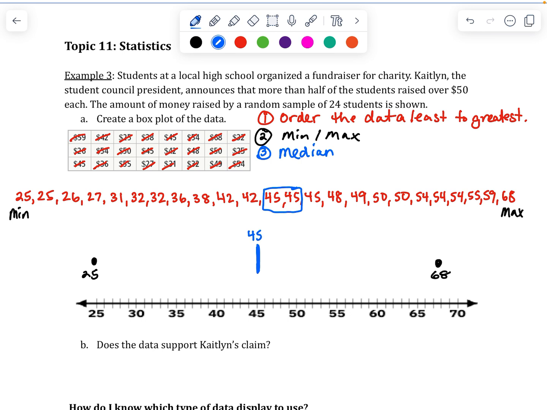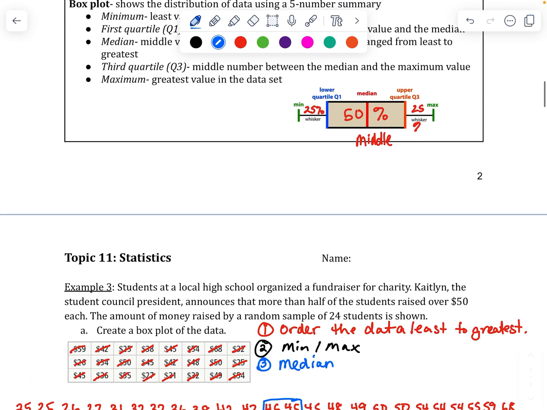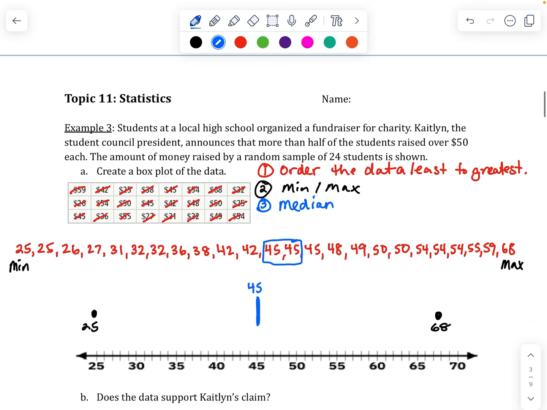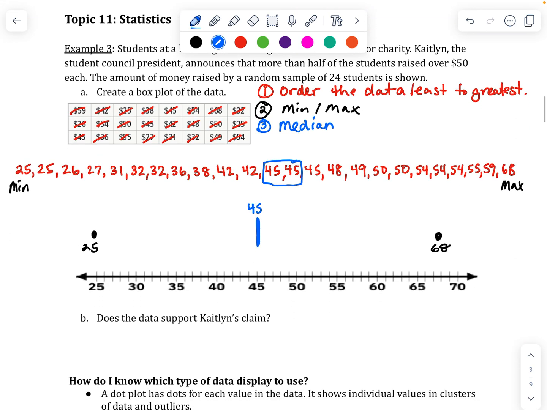Now we need our upper and lower quartile. Oftentimes they're called the first and the third quartile. So we do the median again. Now we need the first and third quartile, which means the median of each half.